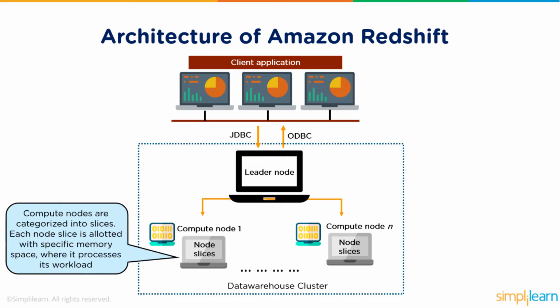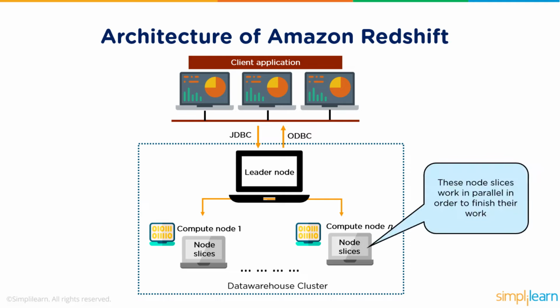So compute nodes are basically categorized into slices, and each node slice is allotted a specific memory space, or you can say a storage space, where the data is processed. These node slices work in parallel in order to finish their work, and hence when we talk about Redshift as having faster processing capability as compared to other or traditional data warehouses, this is because the node slices work in a parallel operation that makes it faster.